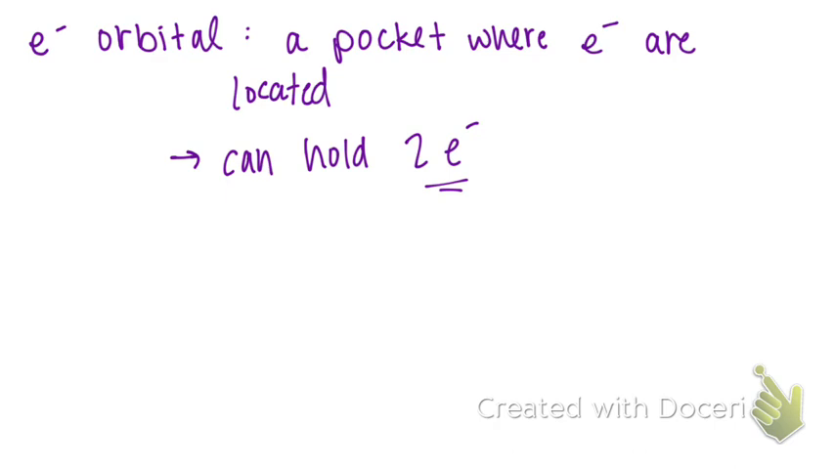All right, there are 4 types of electron orbitals, okay? And they have letters associated with them. They are S, P, D, and F orbitals. So we've got these categories of orbitals.